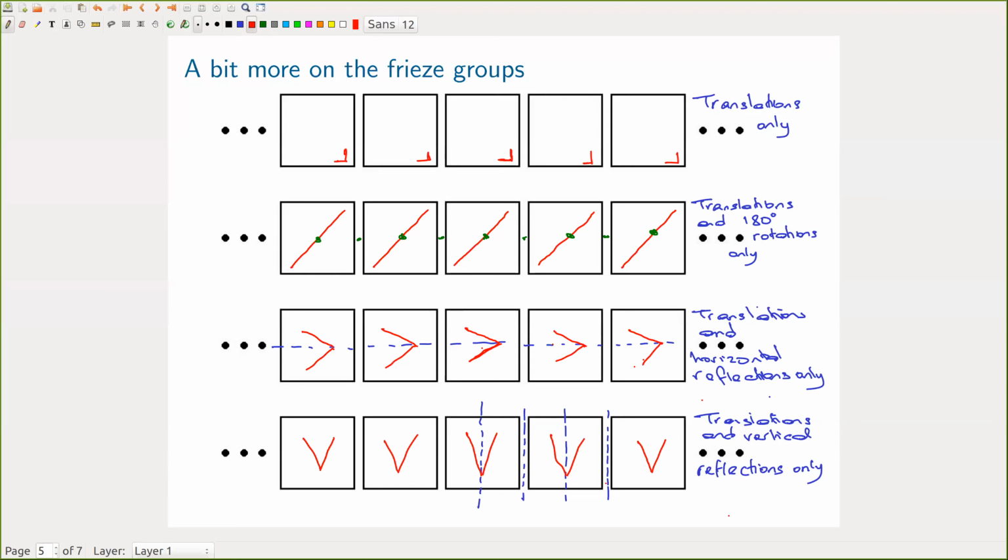So those are examples that correspond to the first 4 examples in the video that don't look the same as them, but from the group theorist's point of view, they represent the same structure of symmetry. There's 3 more to look at in the next slide.